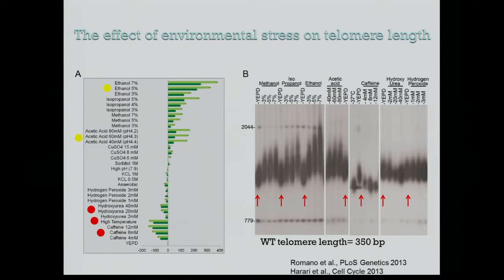So this is the data. Actually, what you can see here is that it's not only ethanol. Most alcohols will elongate the telomeres, but ethanol is the one that works better. Okay? You can see here, every time you see the arrow, that's the wild type. And you can see that ethanol, methanol, isopropanol, all of them elongate the telomeres.